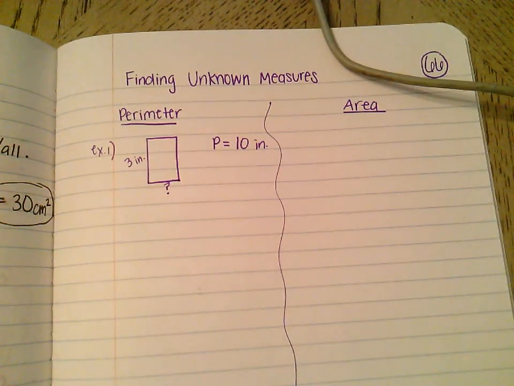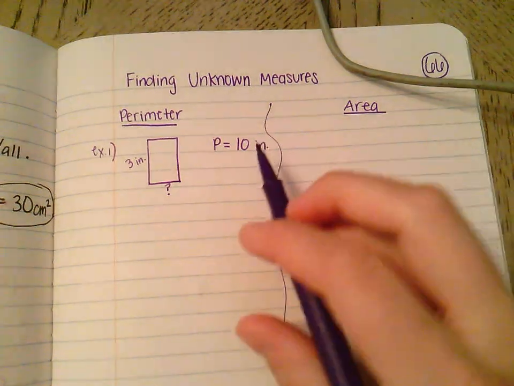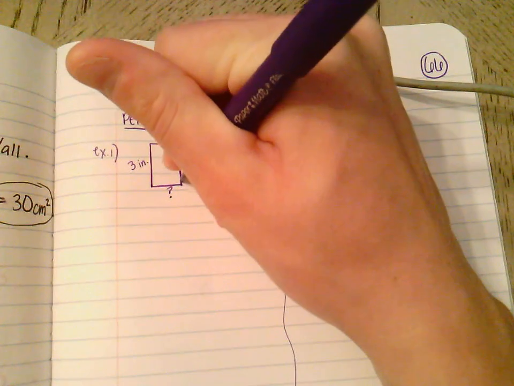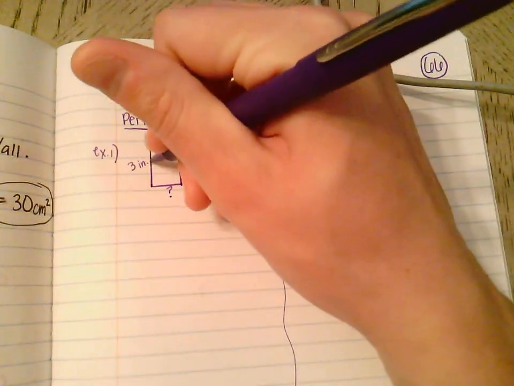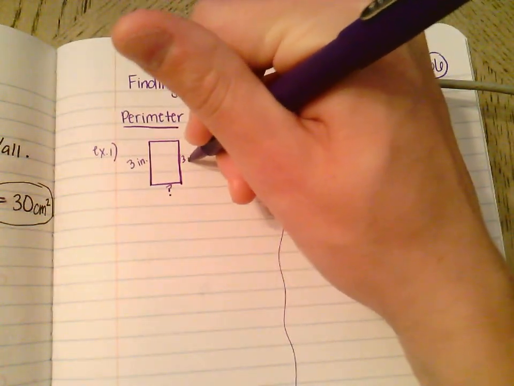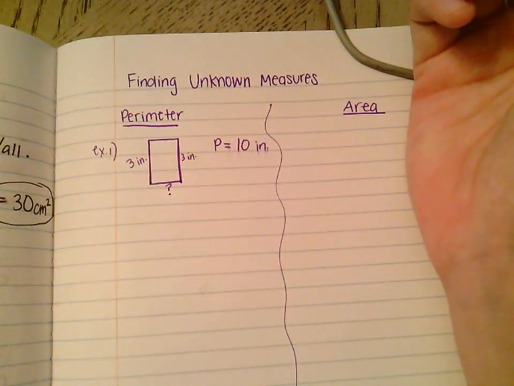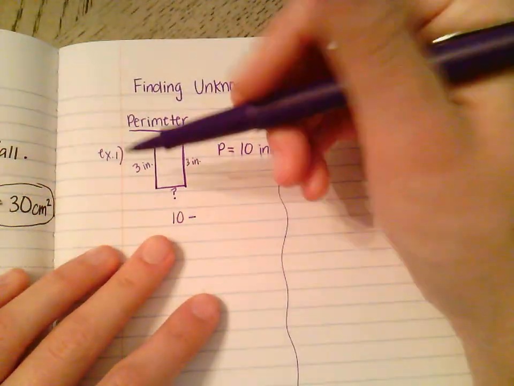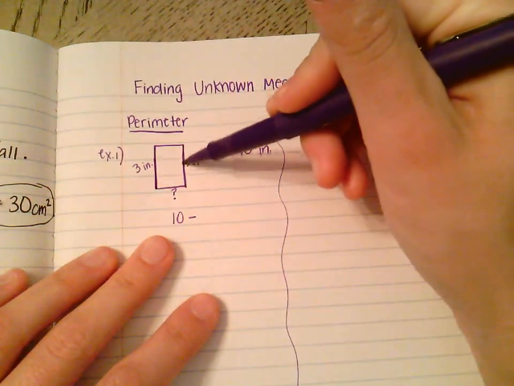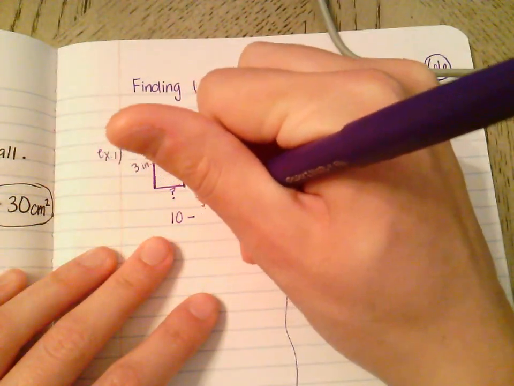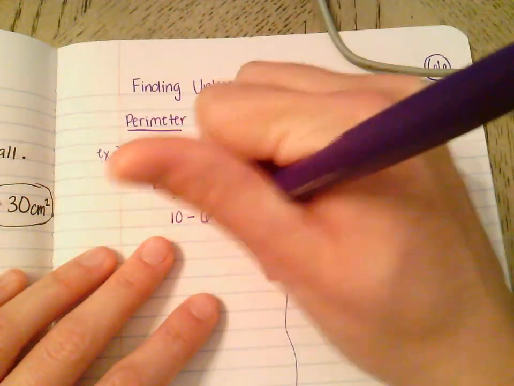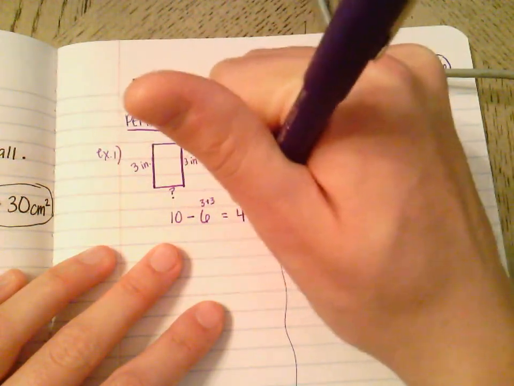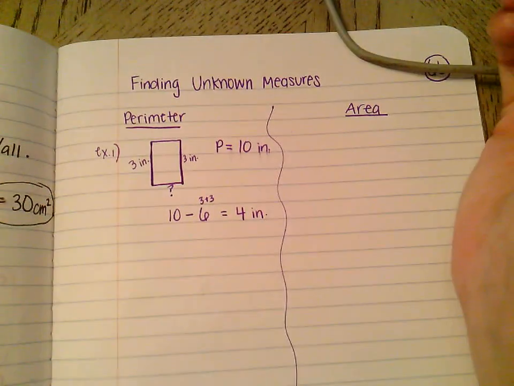So what I have to do is think of, okay, well, what part of the perimeter is this side taking and this side taking? So I know that this side is 3 inches. This side also has to be 3 inches. So I can do, well, 10 minus 3 inches here, 3 inches here. So that's really 6 inches. It's going to give me how many inches left over? 4 inches.